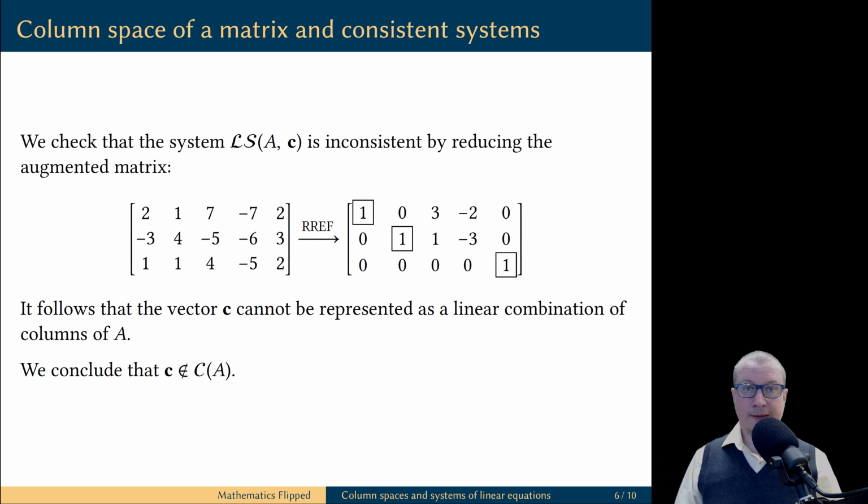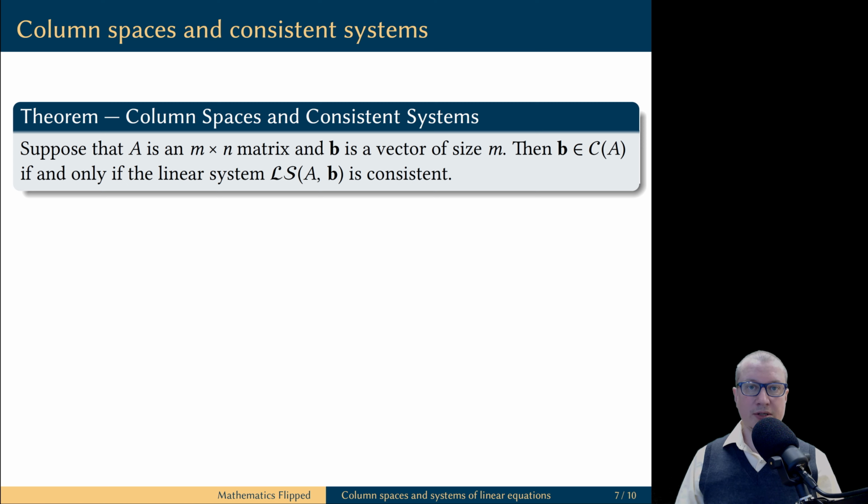In turn, this is saying that the vector C is not a member of the column space of the coefficient matrix. So this observation means the following. If the linear system is inconsistent, then the vector of constants does not belong to the column space of the coefficient matrix. Let's write a formal summary of what we just discovered.